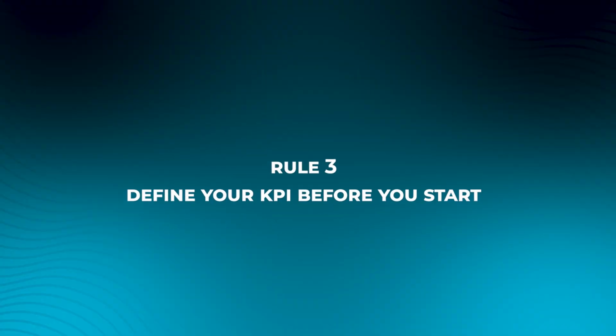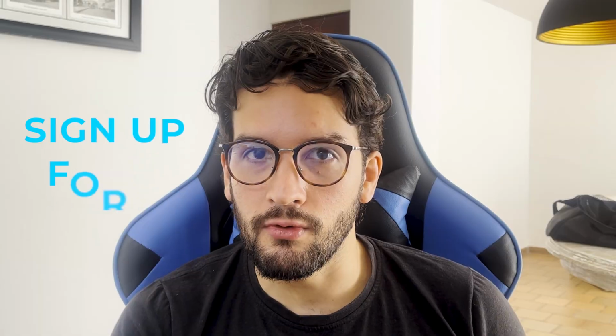Rule number 3 is define your KPI before you start. You see, not every test is about revenue. Some tests could be about open rate, some others could be about sign-up form rate, etc. For instance, if you're testing subject lines, then your KPI is open rates. If you're testing a pop-up offer, your KPI is both opt-in rate and lead conversion rate. So know what you're measuring before you hit send.